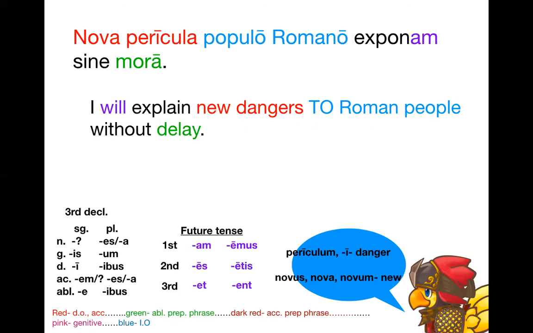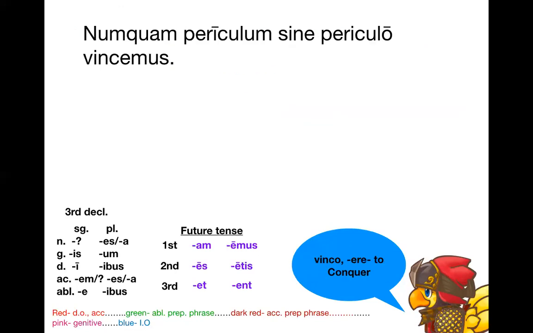If we get through two more sentences, numquam is this word that I forgot to put in the vocab list. It means never. Why are all the verbs ending like this? Vincamus is first, second, or third person?